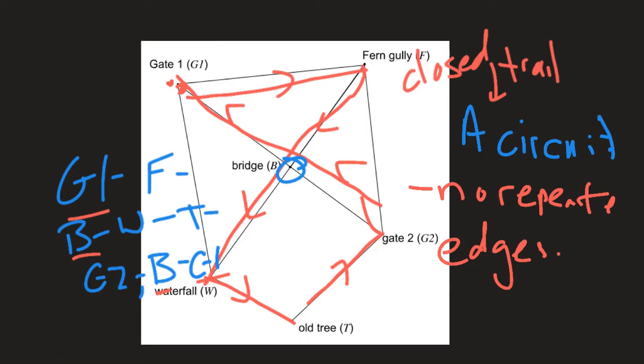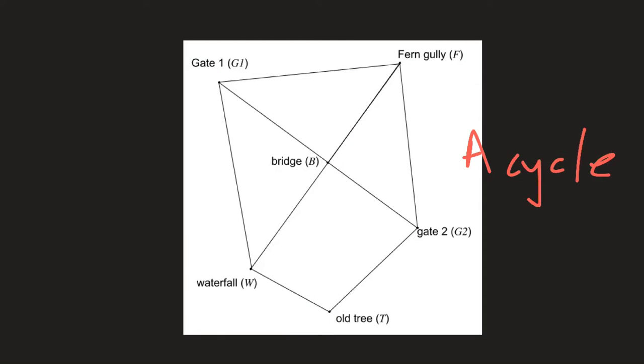Slightly different from a trail and a path, but key feature here is that it's closed and you have no repeated edges. I know in the textbook it also says no repeated vertices, but I'm going to get into a cycle in a second, and you'll see how a cycle differs from our circuit. All right, grand finale, the cycle.